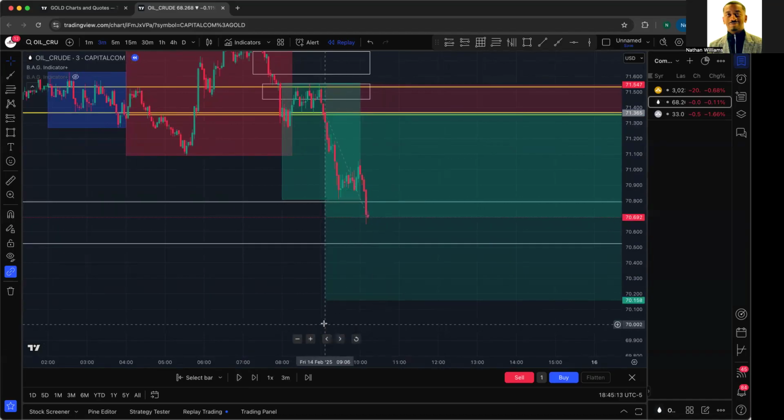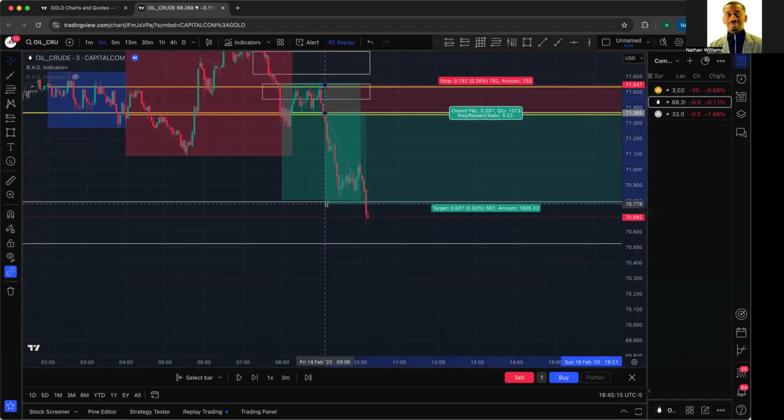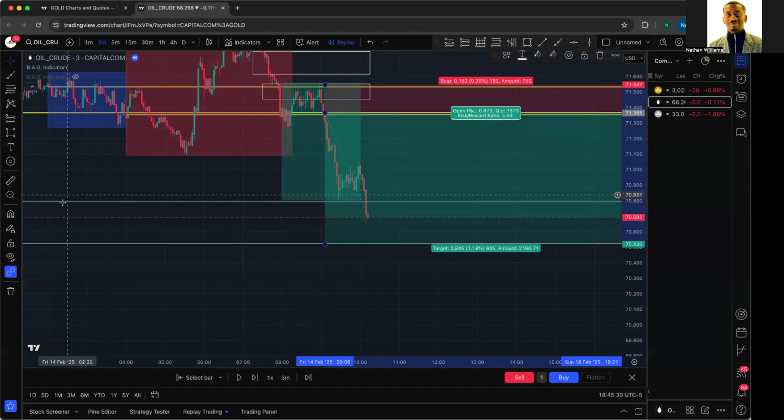TP's hit. Remember, that TP is 1 to, I believe, 3.75. 1 to 3.14, I'm sorry. 1 to 3.14. That's a 1 to 3 risk reward trade. You cannot be mad at that. That is a good trade. 1 to 3.14. Obviously, I know it goes lower. So here, lower of that fair value gap.